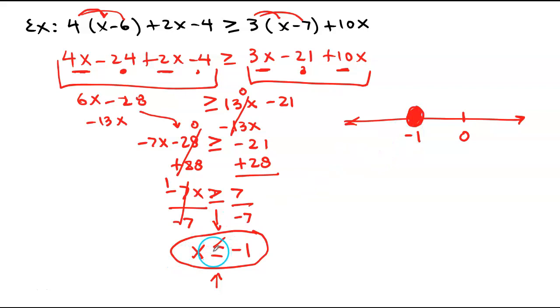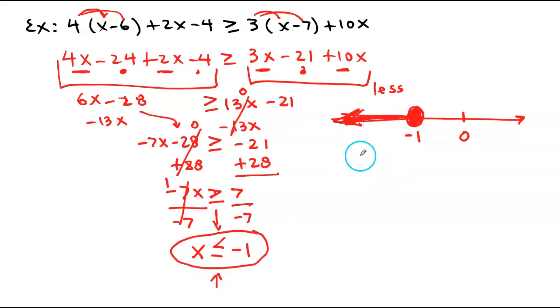X is less than. Always, less than is going to be to the left. Any value that is less than is to the left, greater to the right. So x less than negative 1 is to the left. What I'm saying is any values that are less than negative 1. So any of these will satisfy my inequality. Negative 2, negative 3, negative 4. Any of those values will satisfy this inequality.